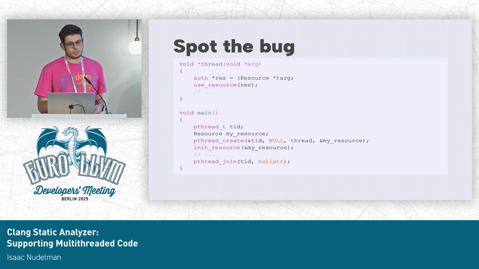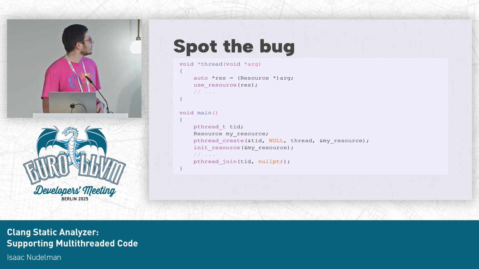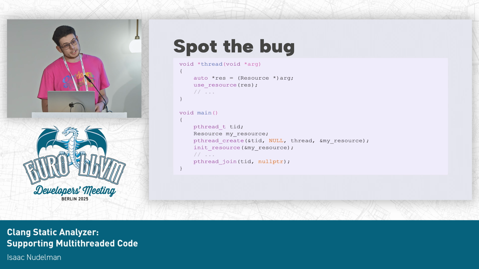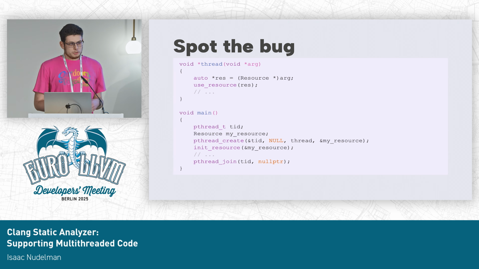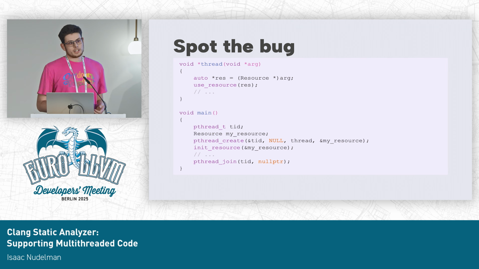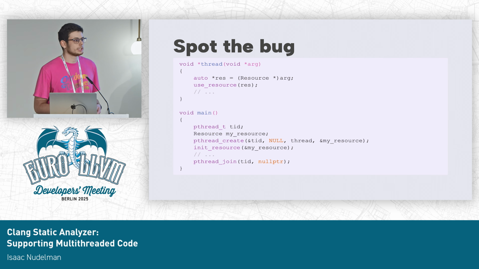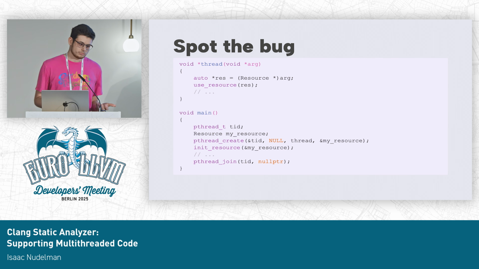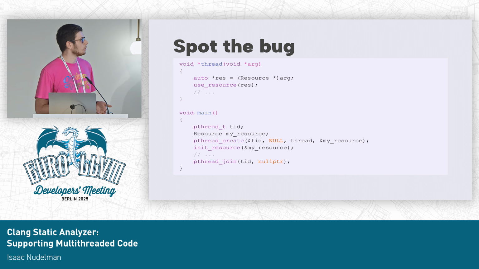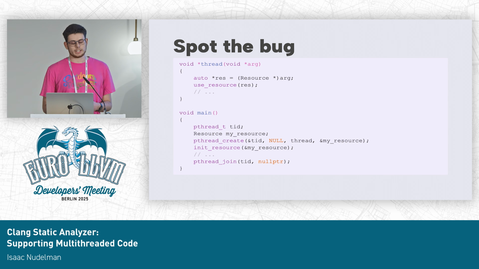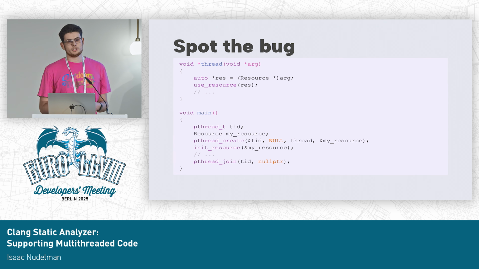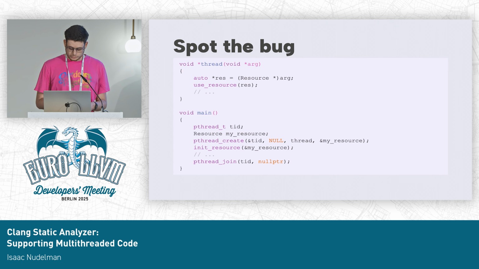If you haven't noticed by now, this is a kind of a classic data race. We're using the resource before in a thread, and then we're initializing it after we've created the thread. If this was single-threaded code, we could detect this with the static analyzer today. Maybe it was a use before, use after free or something like that. We could detect it, and we'd like to do this for multi-threaded code as well in our static analyzer.